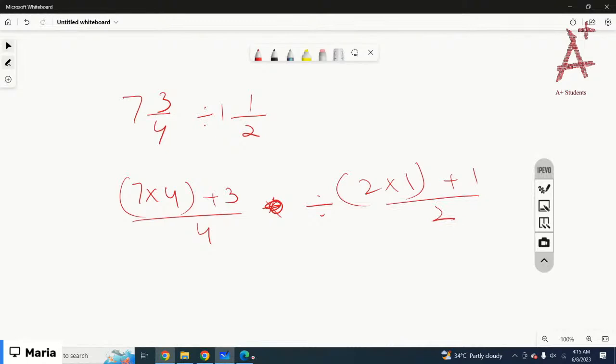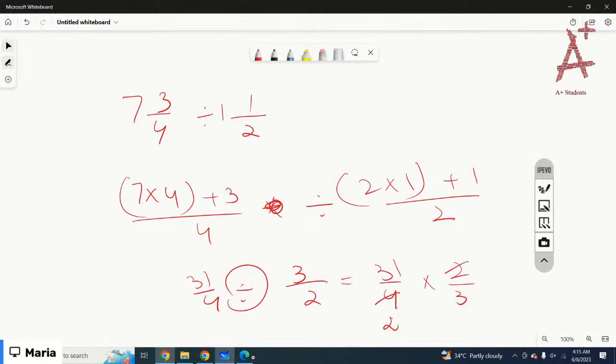It would be 7 times 4 is 28 and 28 plus 3 is 31 over 4, and 2 times 1 is 2 and plus 1 is 3 over 2. You have to replace this division sign with multiplication and you have to take the reciprocal of this term. Got it? It would be 31 over 4 times 2 over 3. Reciprocal means you just have to interchange numerator and denominator. Got it?